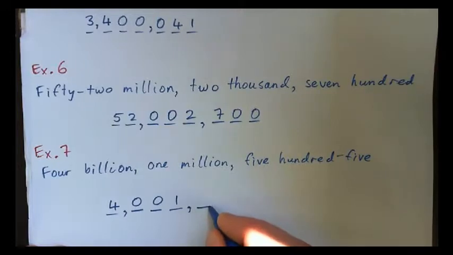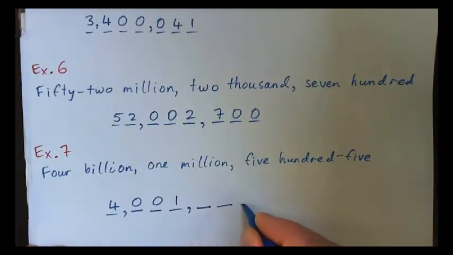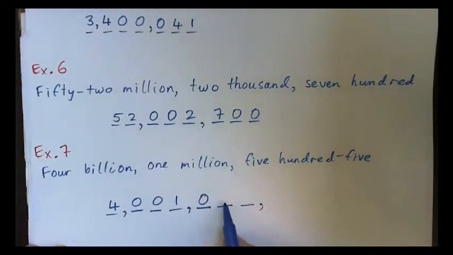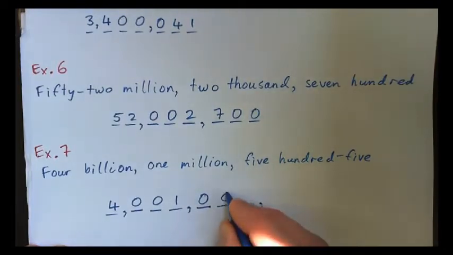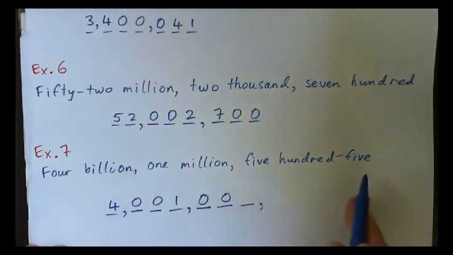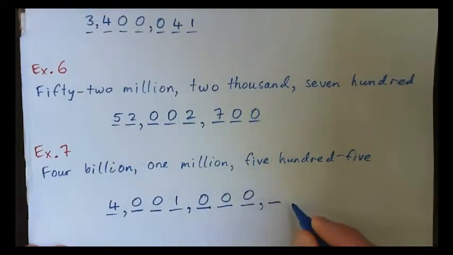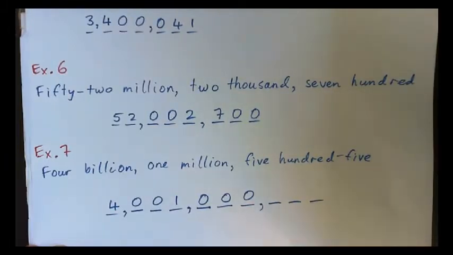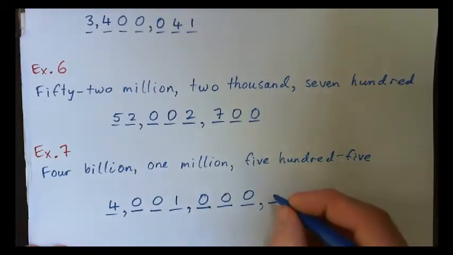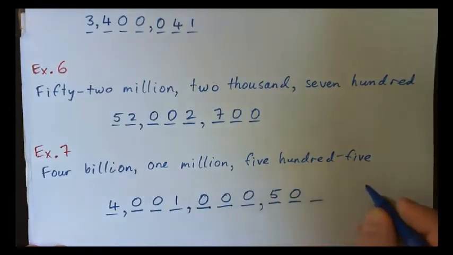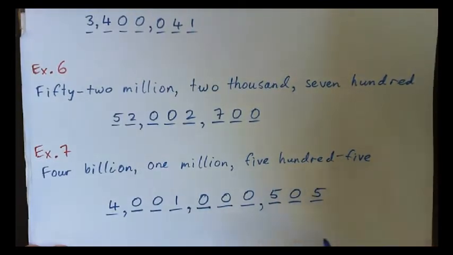100 thousands, 10 thousands, thousands, right? Any hundred thousands? Nope. Any ten thousands? Nope. Any thousands? No thousands. Any hundreds? Tens or units? 505. Any hundreds? 500s. Any tens? There's actually no tens there. And there is 5 units, right? So that's the full number there.